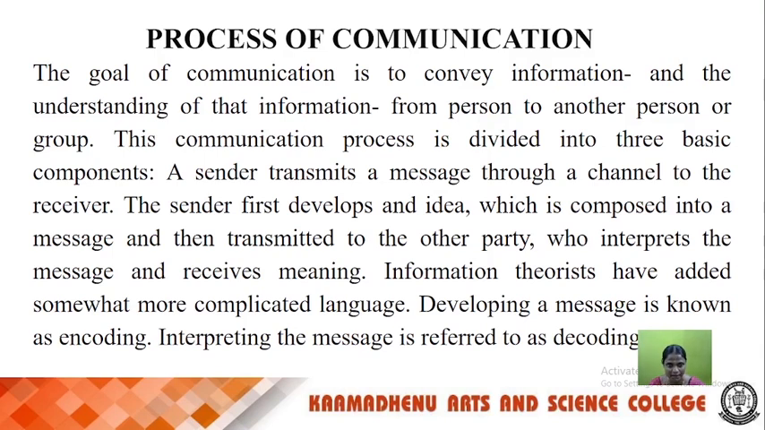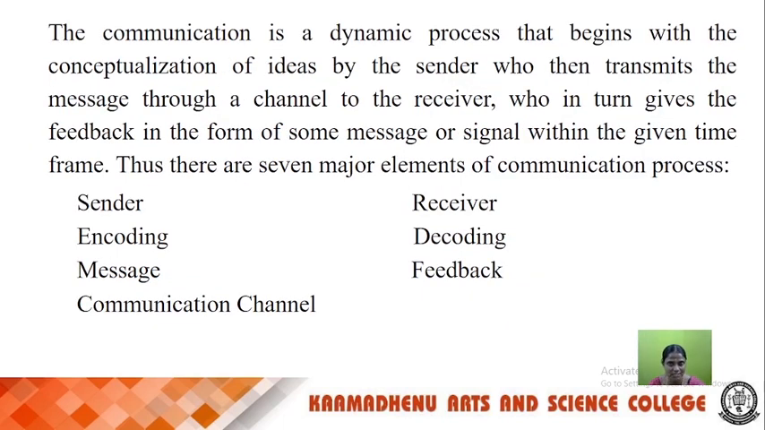Information theorists have added somewhat more complicated language. Developing a message is known as encoding. Interpreting the message is referred to as decoding. The communication is a dynamic process that begins with the conceptualization of ideas by the sender, who then transmits the message through a channel to the receiver, who in turn gives the feedback in the form of some message or signal within the given time frame. Thus, there are 7 major elements of communication process. They are sender, receiver, encoding, decoding, message, feedback and communication channel.